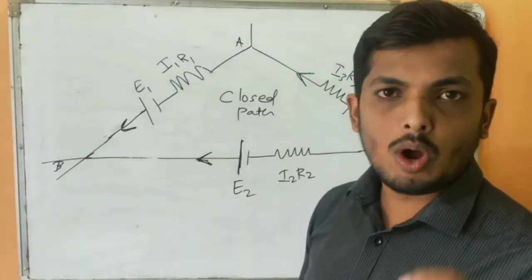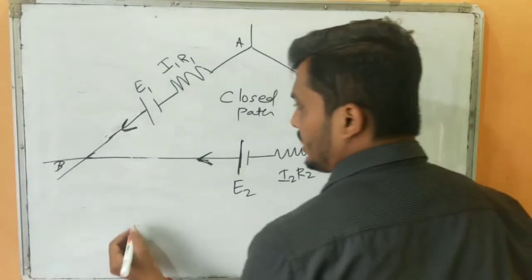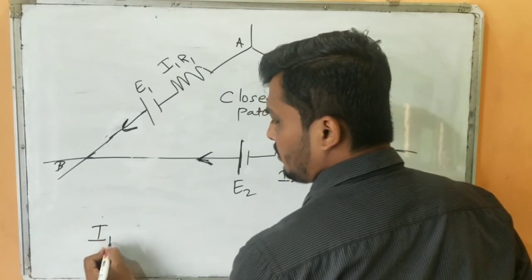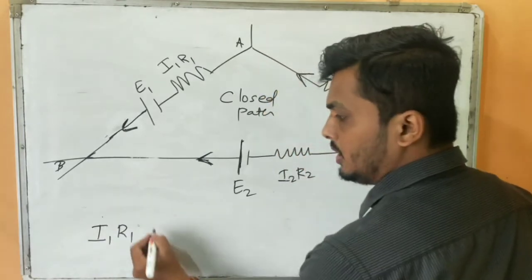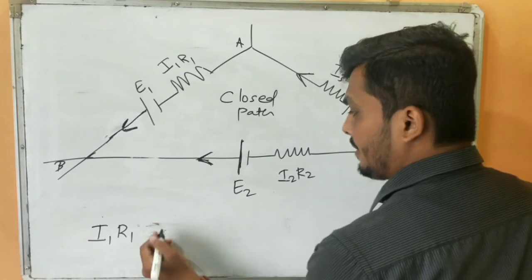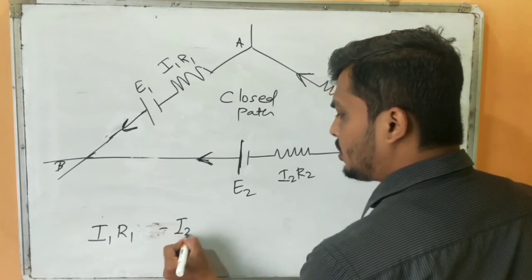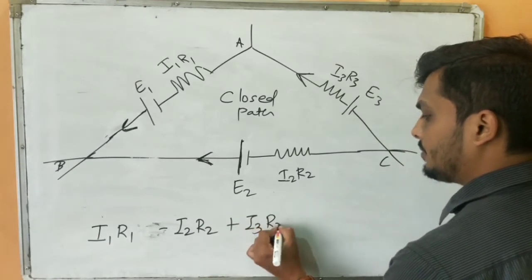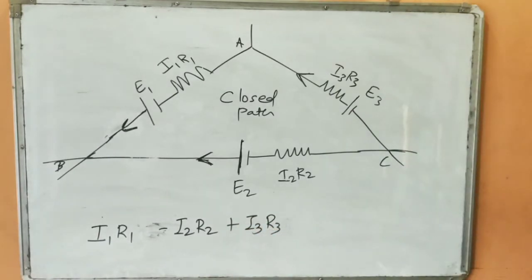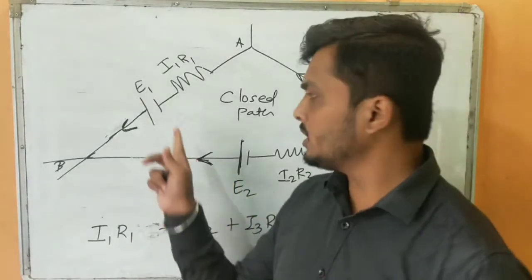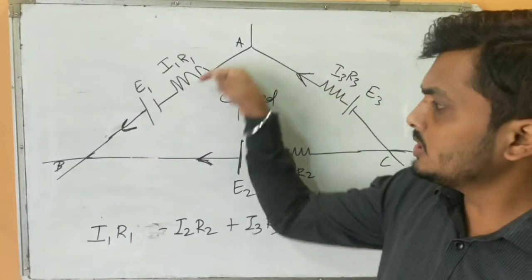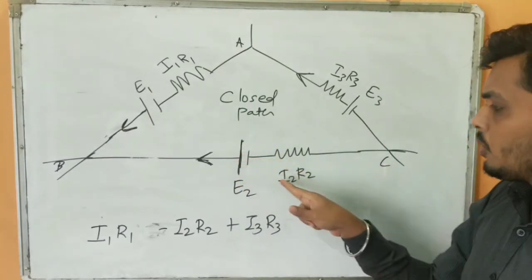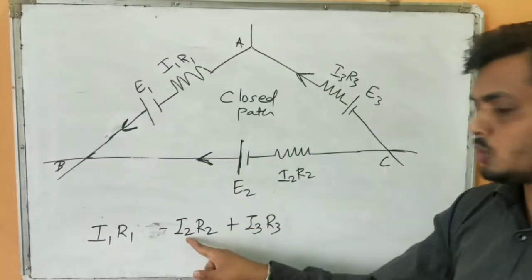Now if I want to apply KVL, KVL states that the sum of the IR products. So what is the IR product for the first one? I1 R1. For the second cell it will be minus of I2 R2. Third will be I3 R3. You should take one conventional direction. You can consider this as positive, then these two will become negative. See, this is carrying current I1 from here. It comes across I2 but it is in the opposite direction, so I have taken minus.